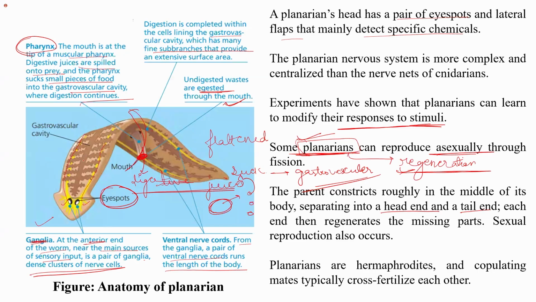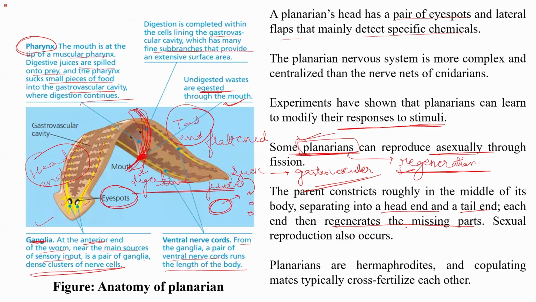So these two ends are formed. One is the head end and the other one is the tail end. Each end then regenerates the missing part. The head end will finally develop the tail end also, and the tail end will develop the head end. Therefore, the one organism will split into two. So they have excellent regeneration capability. Whenever you cut the planarian, it will generate the missing part.